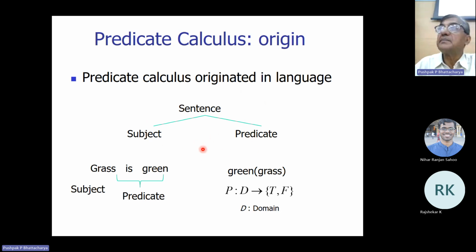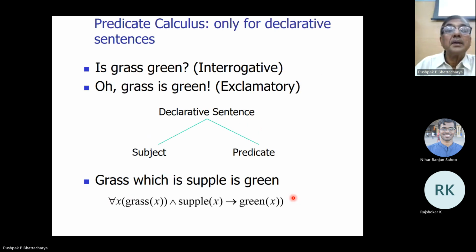that comes from the basic structure of the sentences, the subject and the predicate. Grass is green: is green is the predicate, grass is the subject. Okay, so a predicate is a function which maps from a domain D to the range T, F, true and false. Okay, so predicates are functions whose outputs are true and false. So predicate calculus cannot deal with a large class of sentences which are interrogative and exclamatory.